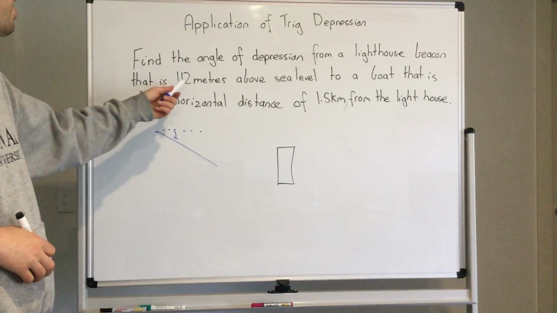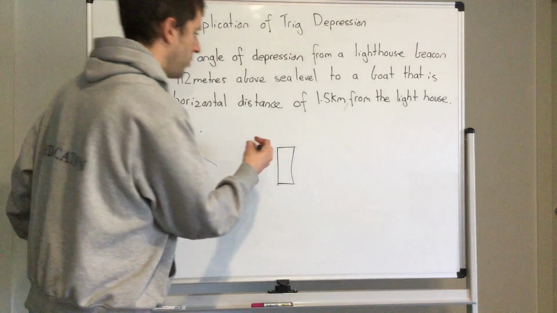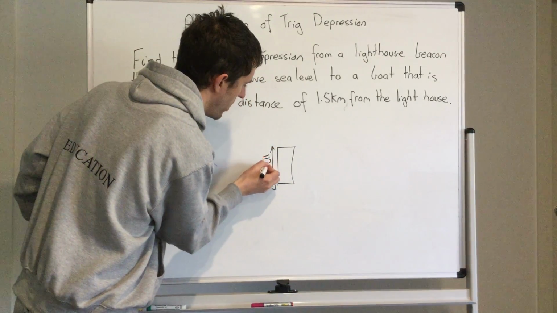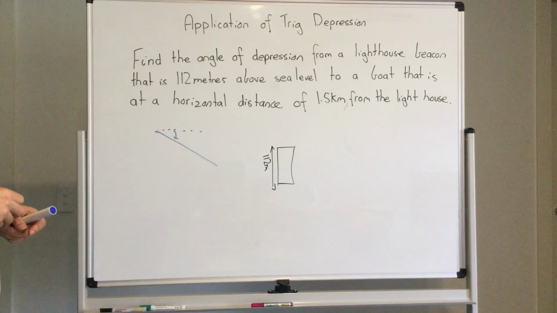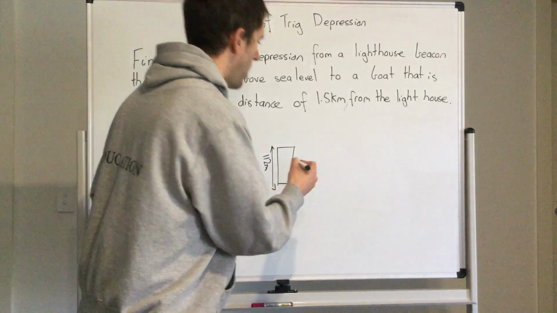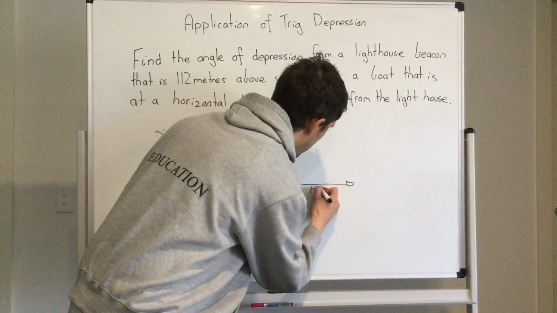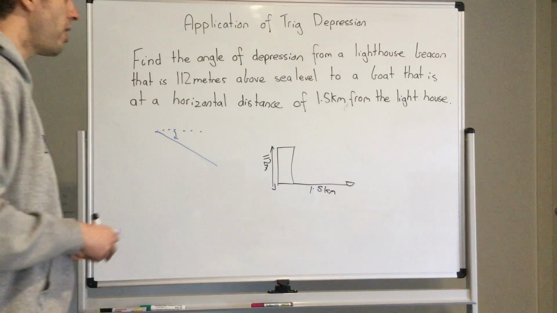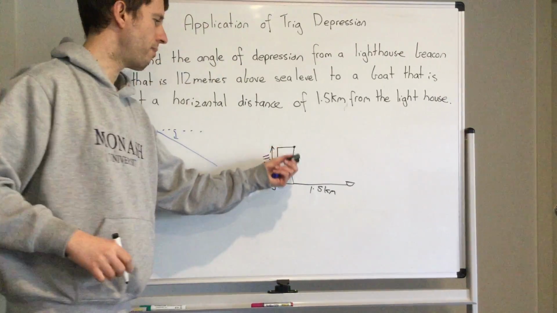From the lighthouse beacon, that is 112 meters above sea level, to a boat that is at a horizontal distance of 1.5 kilometers from the lighthouse. So I know this is 112 meters above sea level. The boat is here, 1.5 kilometers. So the first thing I'm thinking about is right here. This is where we are, on the beacon.